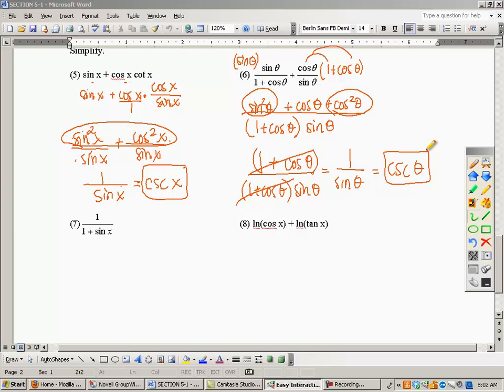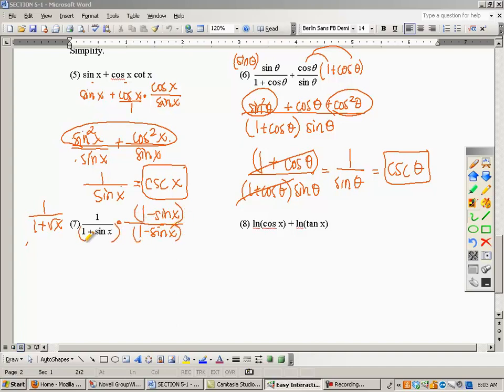Okay? Number 7 is a little different in the fact that I don't have another fraction to add it to, and I can't just divide things because I have a plus or minus in my denominator. And so I want you to think of it in terms of this. If I gave you 1 plus the square root of x, and we asked you to simplify, you can't have a square root in the denominator, so you'd multiply by the conjugate. Same idea here. We're going to multiply by this conjugate of 1 minus the sine of x on top and bottom.